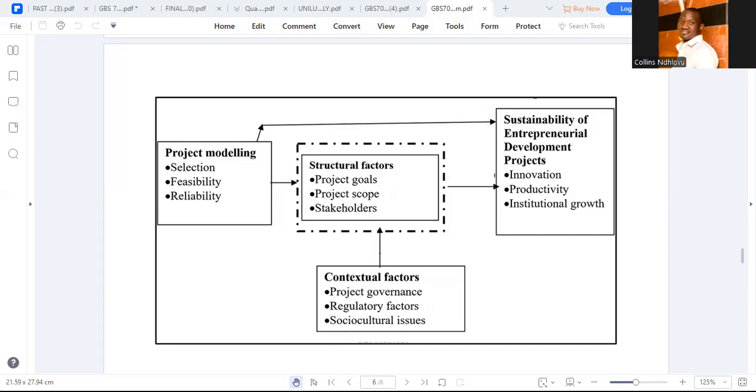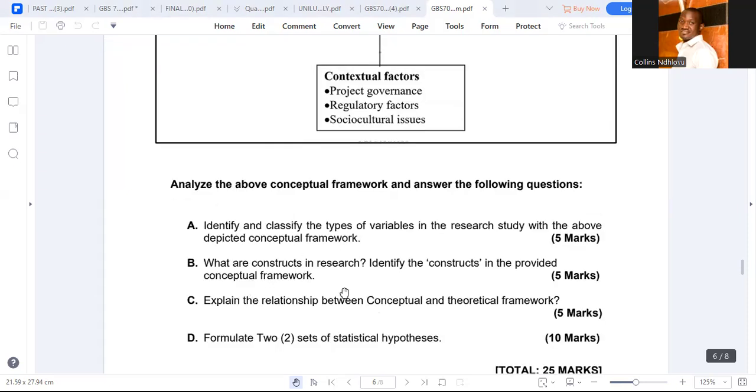Then the next question was asking us to explain the relationship between the conceptual and the theoretical framework. What is the relationship between conceptual and theoretical framework? I explained that the theoretical framework is built on theories or the ideas in the research of previous studies. The conceptual framework is based on the theoretical framework. It shows you visual narratives. What is the relationship between the two? This is 5 marks.